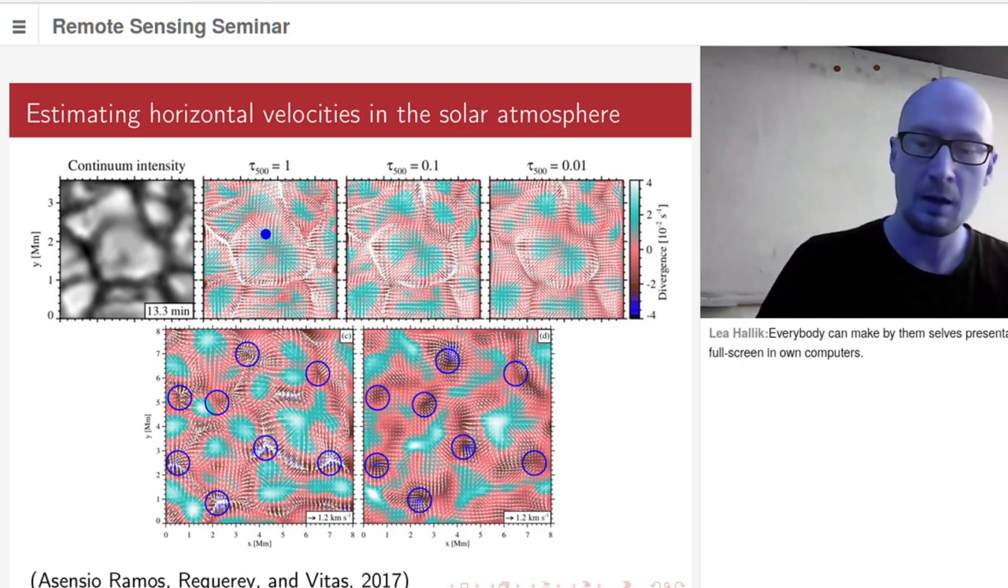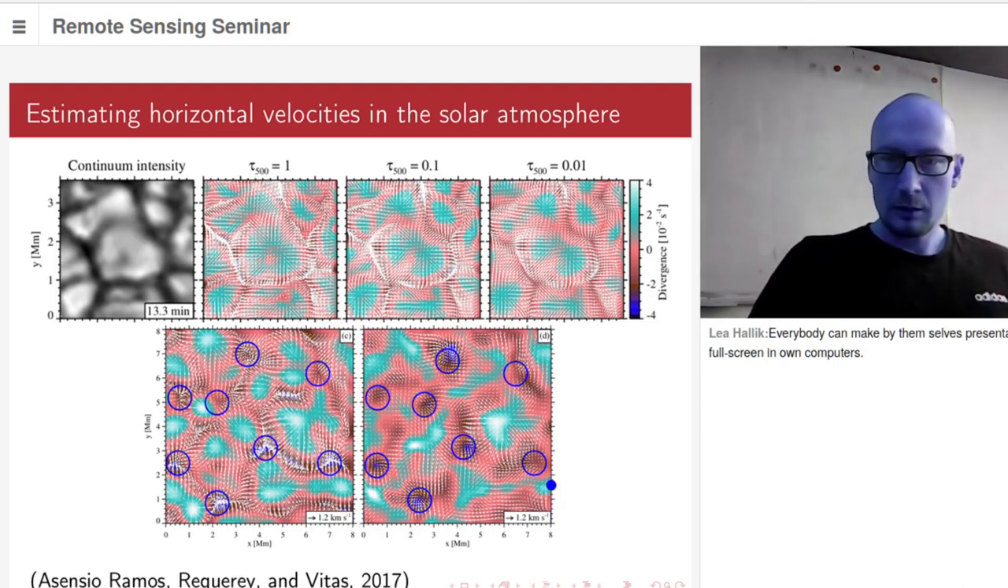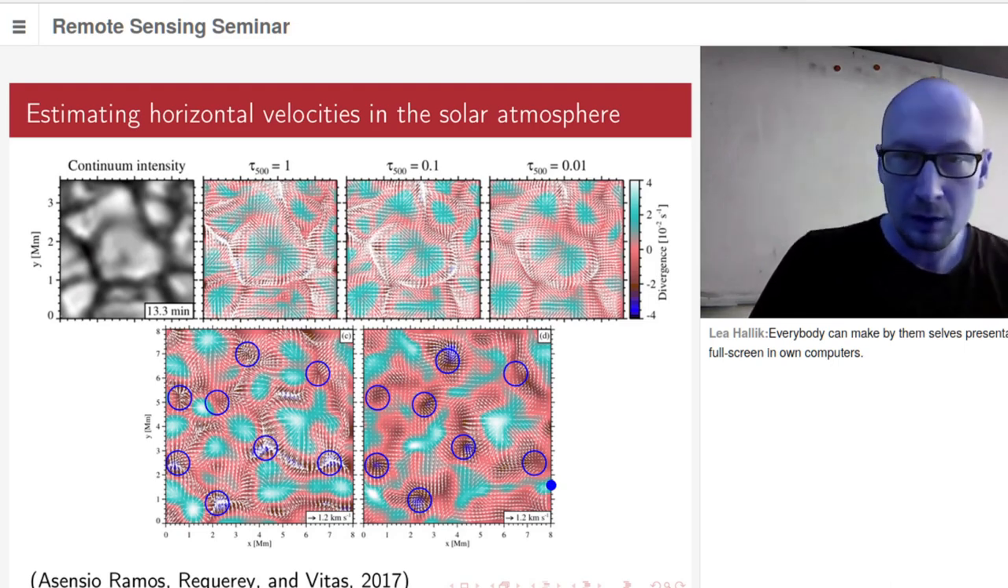And if you have trained the neural network on simulation data, you can later apply it on the observational data, because this continuum intensity is an observable quantity. And here is a comparison of the neural network result to this correlation tracking result. Yeah, so very interesting study in my opinion.